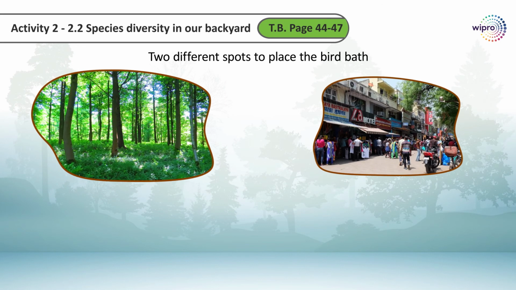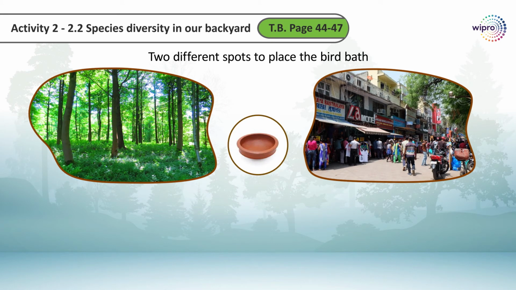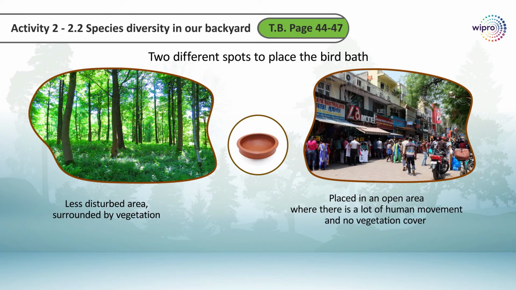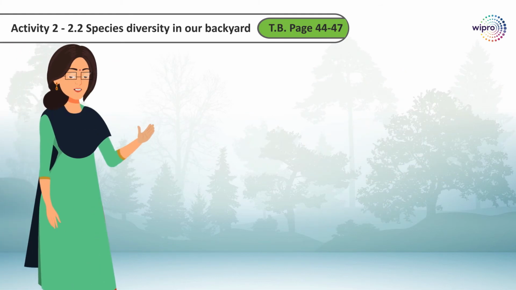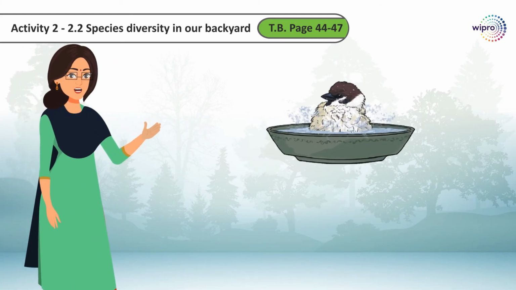Choose 2 different spots to place the bird bath. Place one bird bath in a less disturbed area, preferably surrounded by vegetation which birds can use as a cover. The second bird bath is to be placed in an open area where there is a lot of human movement and no vegetation cover. Remember that both the bird baths should be placed at a safe height so the birds are safe from cats. It may take a few days for the birds to spot the bird bath and feel safe enough to begin using it.